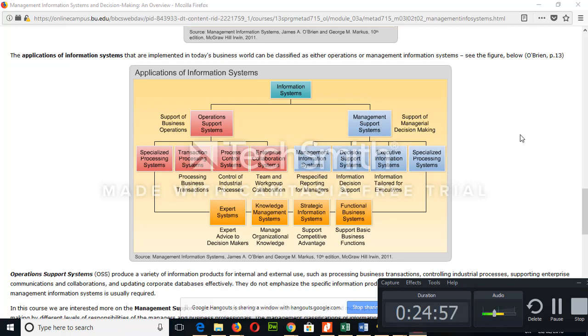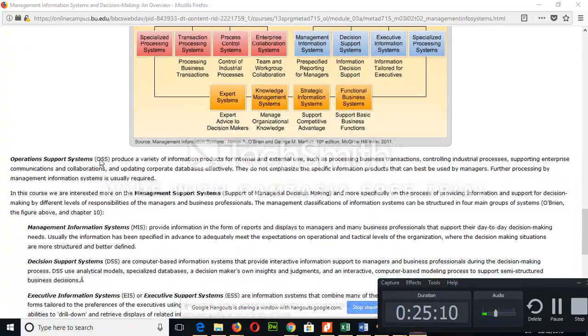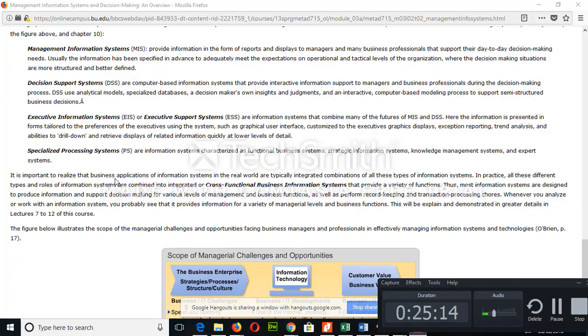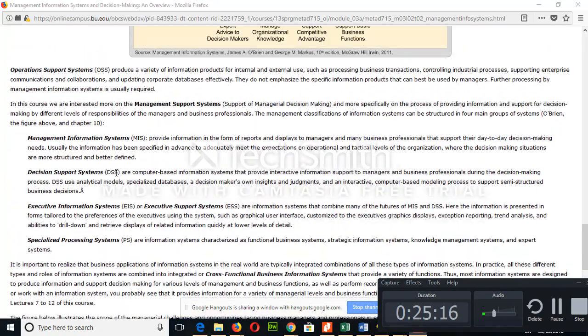So we have specialized processing system, transaction processing system, process control system, and enterprise collaboration. So I'll just take each keyword and explain what it means. Okay. In fact, if I give you the text, you'll find that the explanations are given.